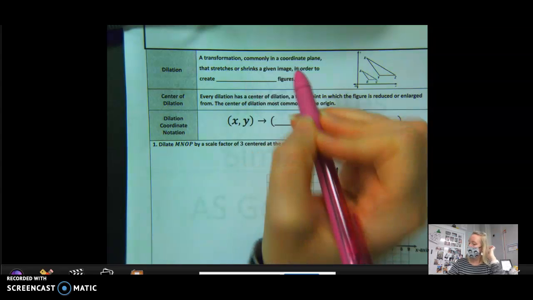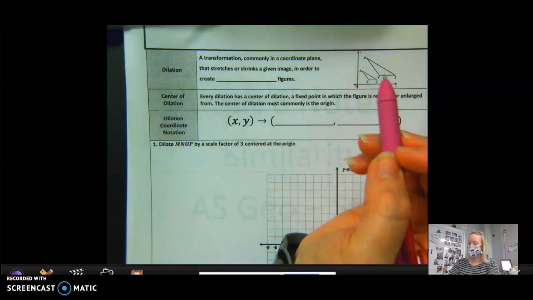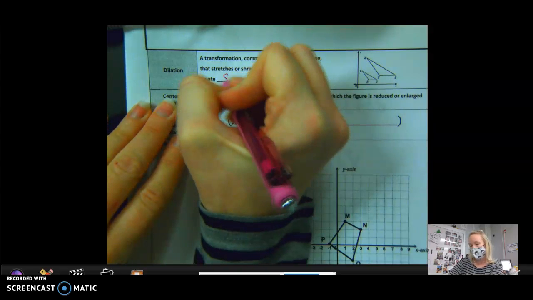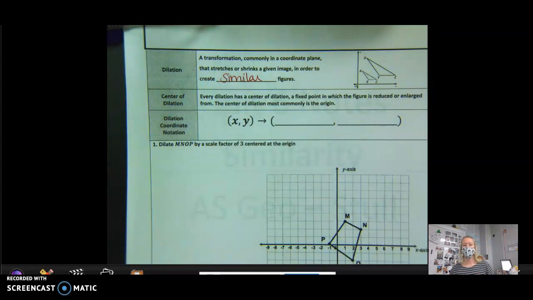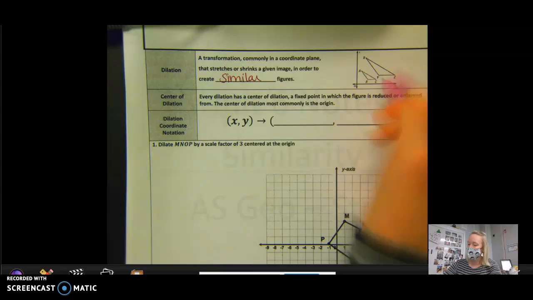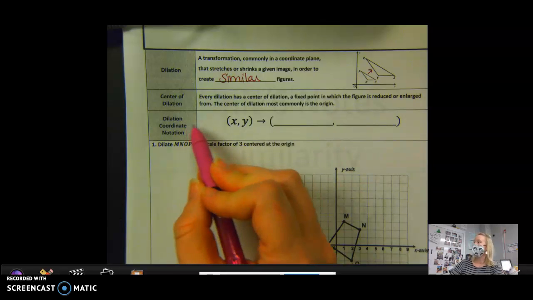Okay, so commonly a coordinate grid that stretches or shrinks a given image in order to create a similar figure. Okay, so they dilated going from this guy to this guy. In this situation, it got bigger. Every dilation has a center of dilation, a fixed point from which the figure is reduced or enlarged. The center of dilation is most commonly the origin. Okay? How do we find the dilation?